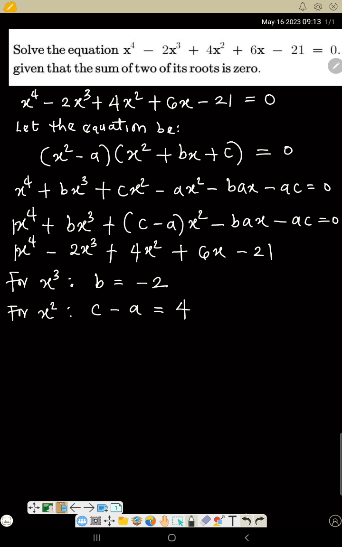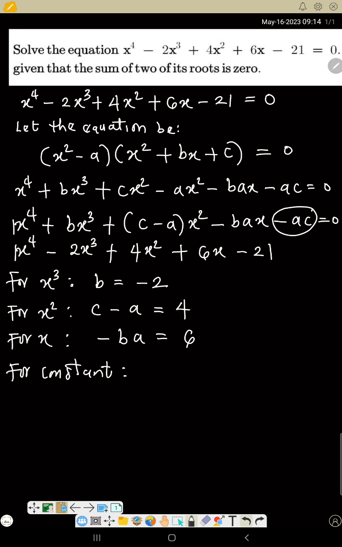Now for x, this one we have minus ba will be equal to plus 6. So minus ba equals 6. Then for constants, that's how you compare coefficients. Now for constants without s, this last one will be equal to this. That means minus ac will be equal to minus 21.